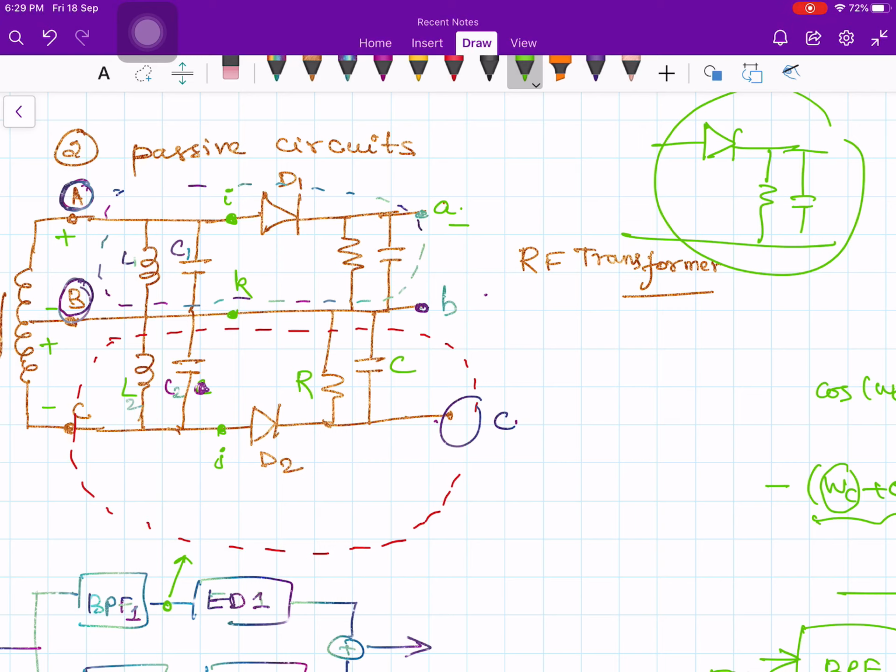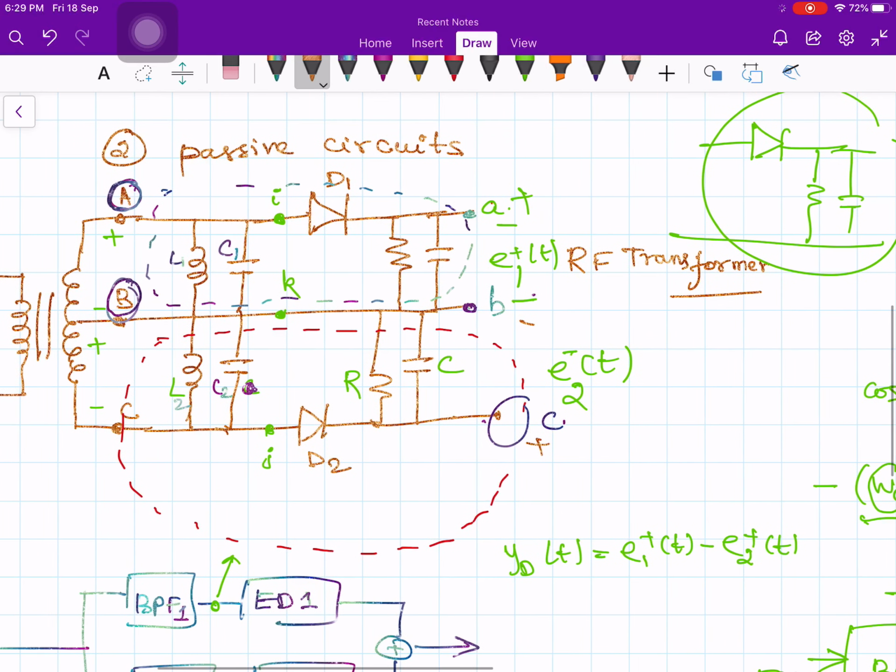Let's say the upper one produces the output E1 plus of t and the lower one is producing E2 minus of t. So your detector output YD of t is going to be E1 plus of t minus E2 plus of t. This point is positive and this point is negative. For the lower envelope detector, this point is positive and this point is negative. I'm sorry, the other way around.